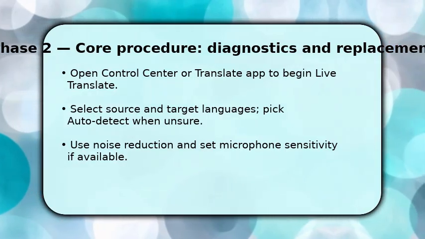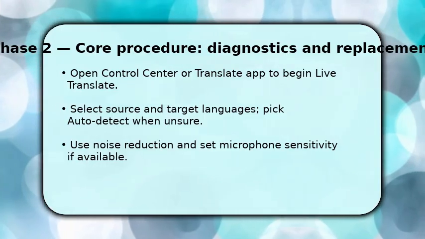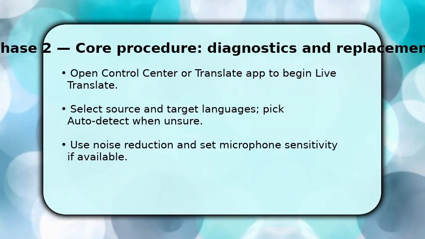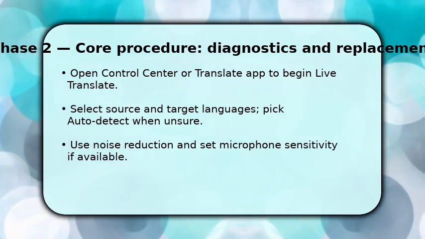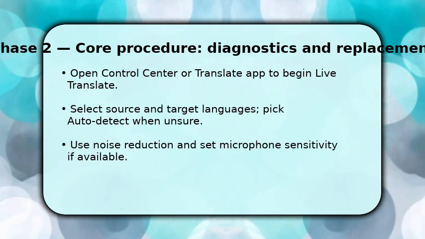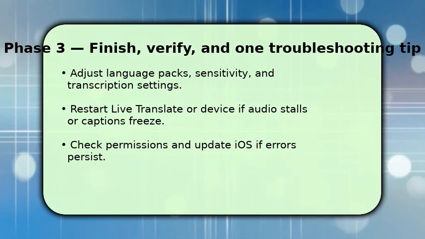Make sure noise reduction is on and lower sensitivity in crowded places because that improves accuracy. If you want, lock orientation for consistent captions across apps. This prevents issues. You finish by verifying the transcript and switching to manual input when needed. This fixes names and acronyms quickly.